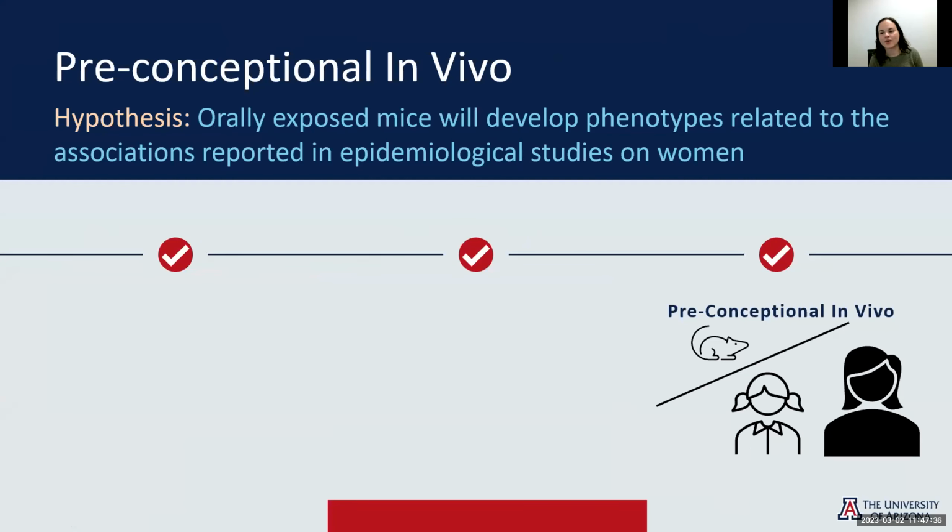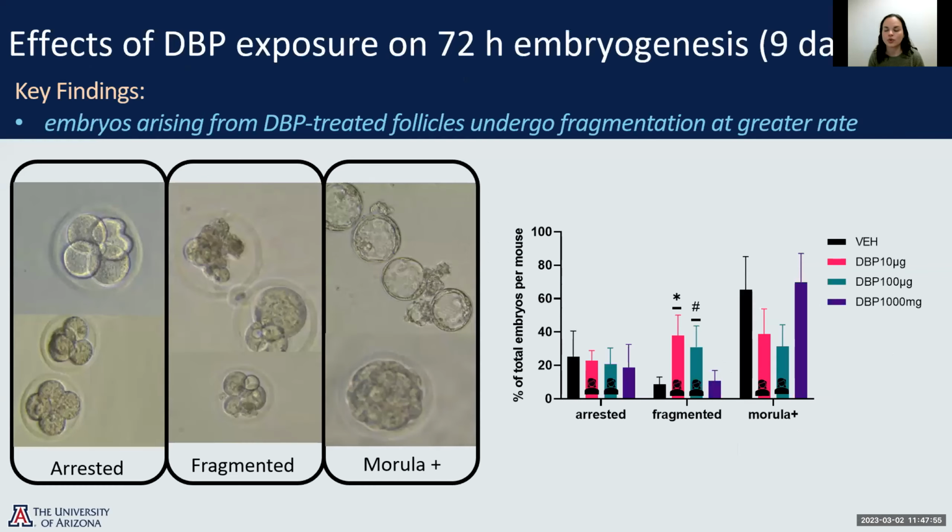And the last one that I wanted to show you is on this branch of my work, doing preconceptional in vivo exposure. So here we expose a whole animal to the phthalate, and then we look at the phenotypes that are known to happen in women from the epidemiological studies that I showed at the beginning. I've selected to show you some of our work looking at embryos.